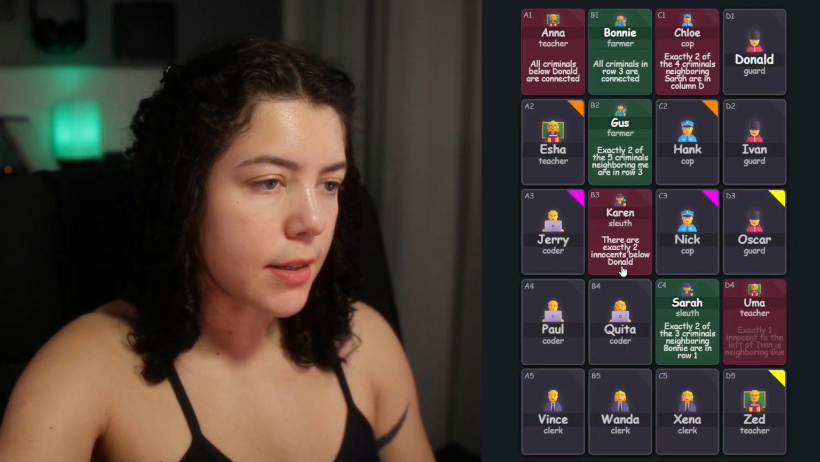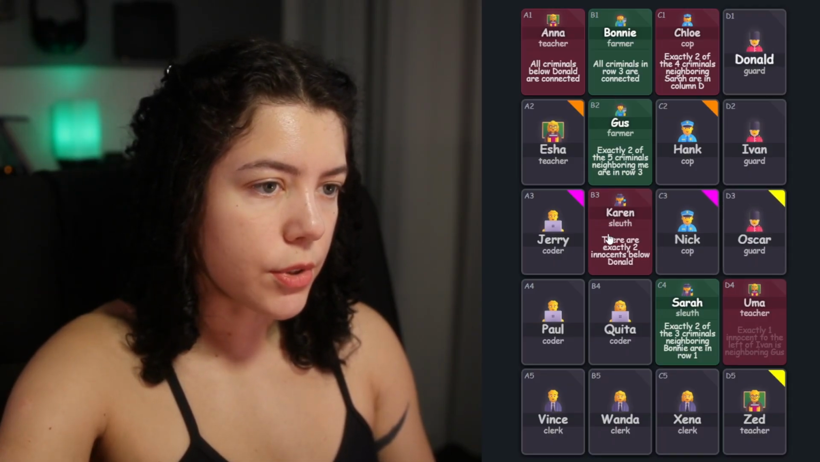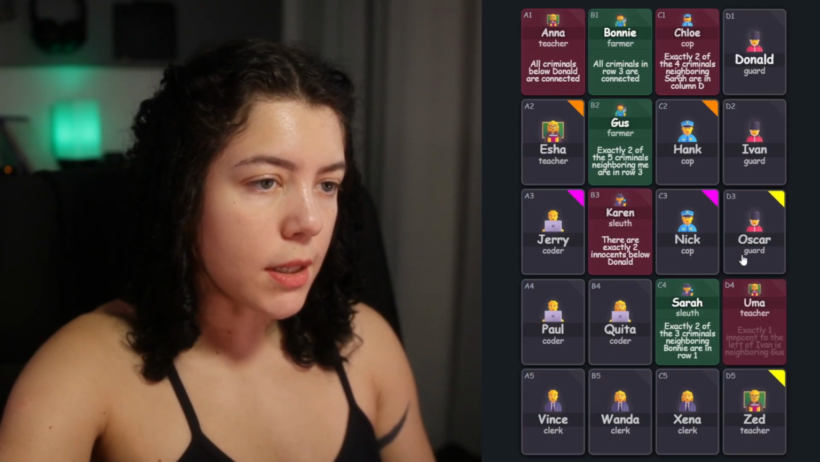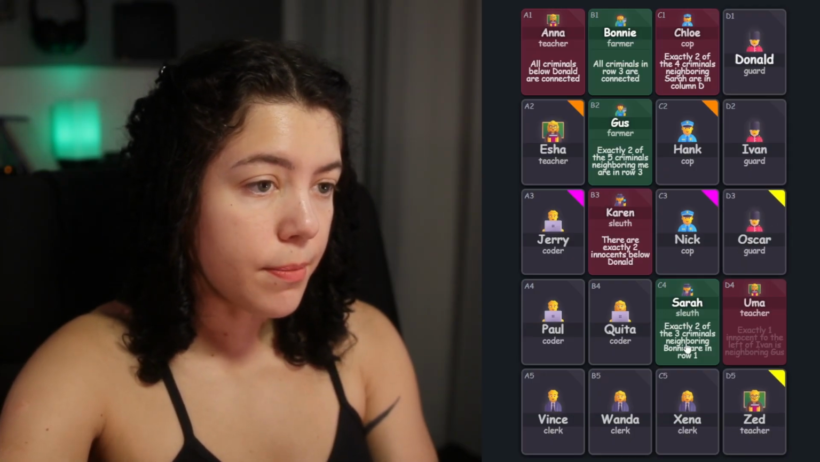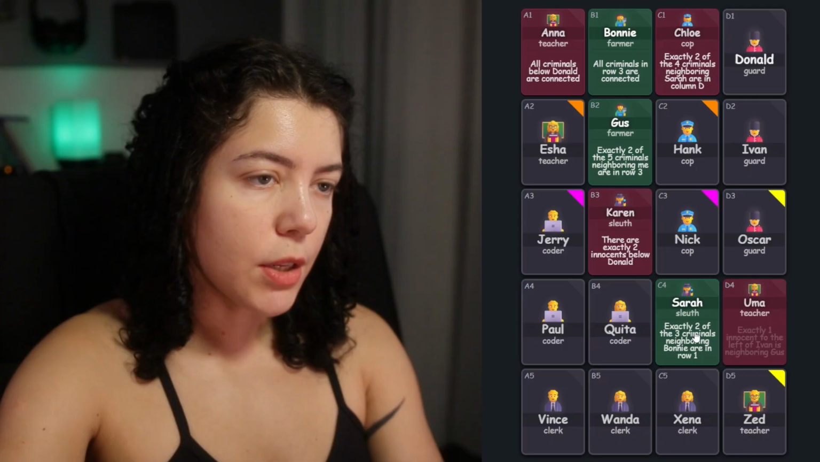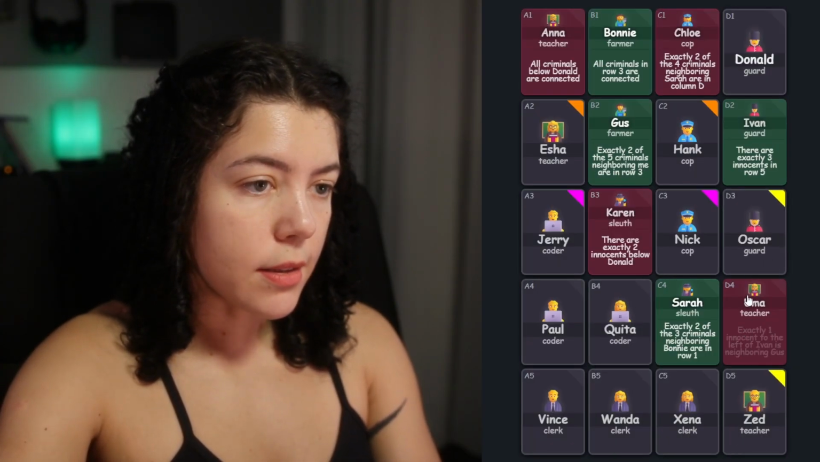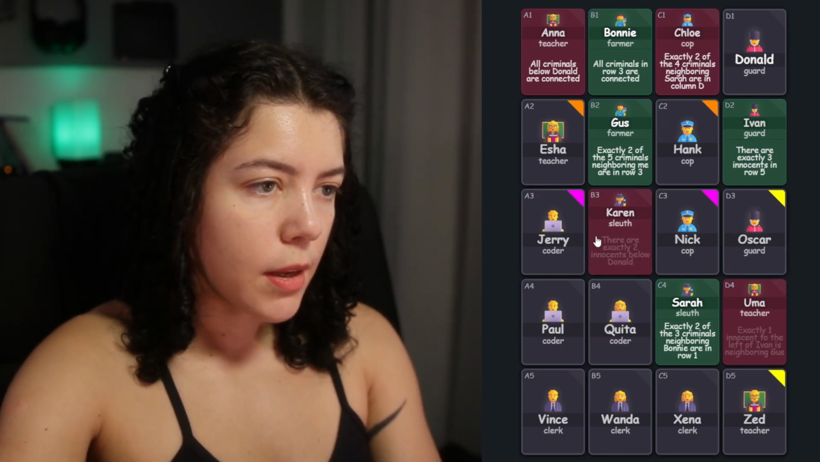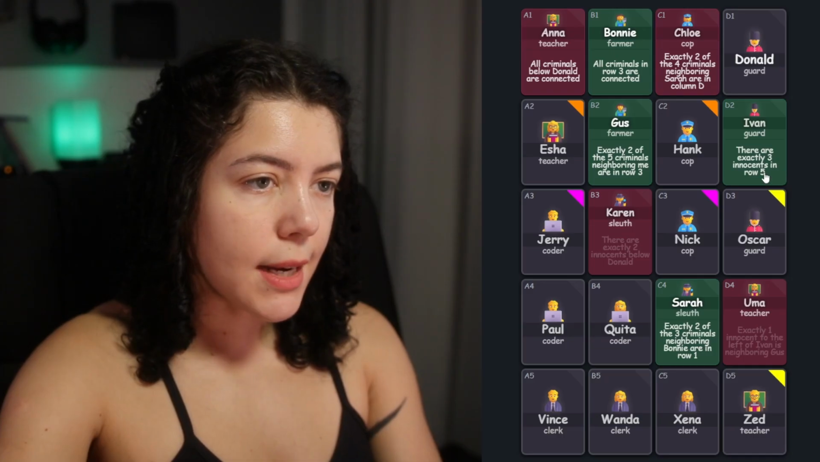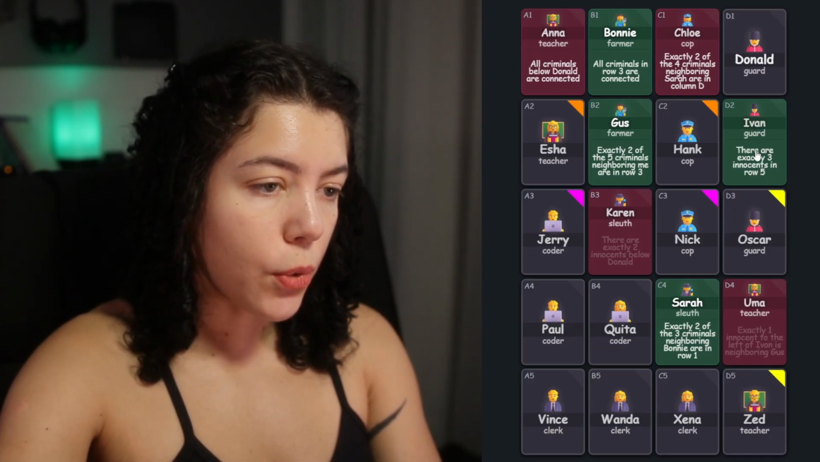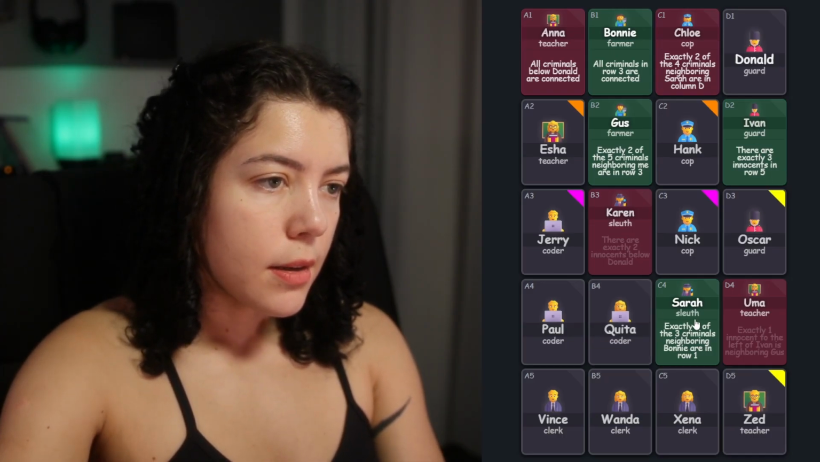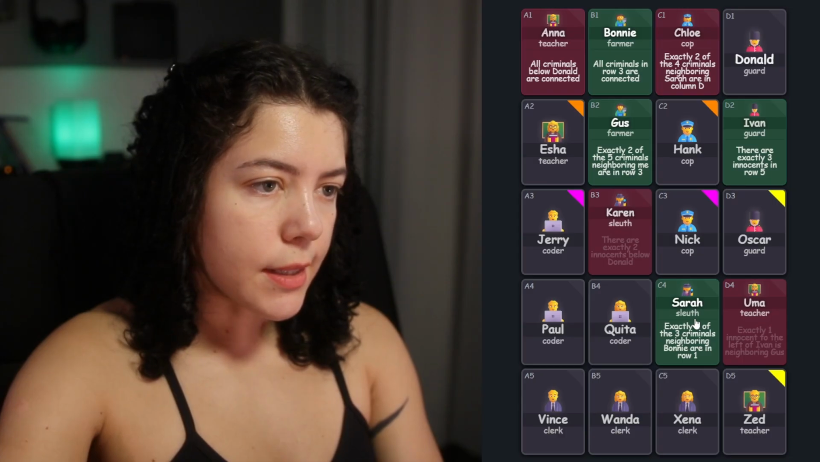Karen says that there are exactly 2 innocents below Donald. We know there's gonna be 1 innocent here neighboring Sarah, so we need a second innocent below Donald, and that could only be Ivan. And now we know that it doesn't matter if Oscar is a criminal or not, because Ivan is not a criminal. And Ivan says there are exactly 3 innocents in row 5. So let's think about Sarah again.